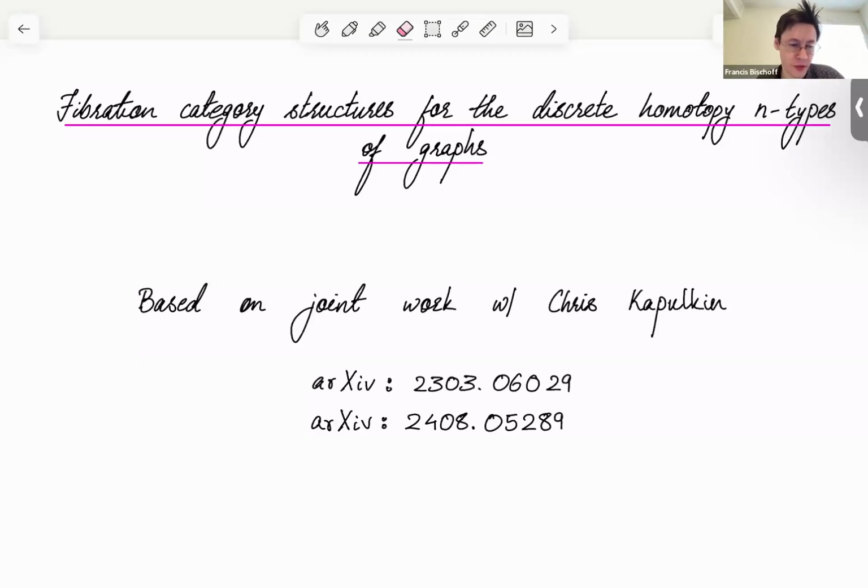Okay, so we're happy to have Udit Mavinkurve from Western University, who will talk about fibration category structures for the discrete homotopy n types of graphs.